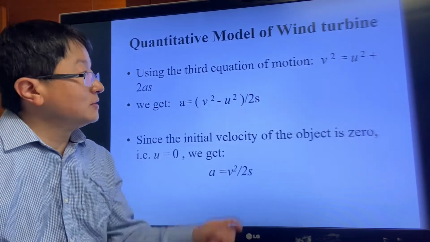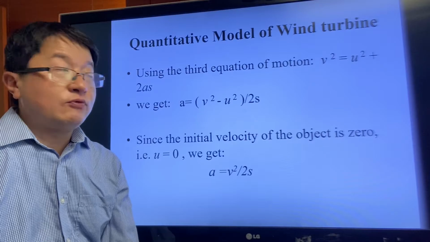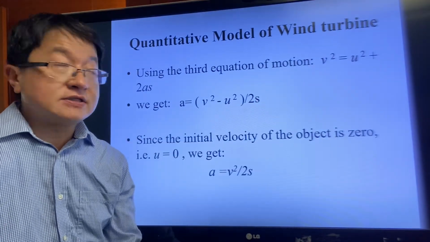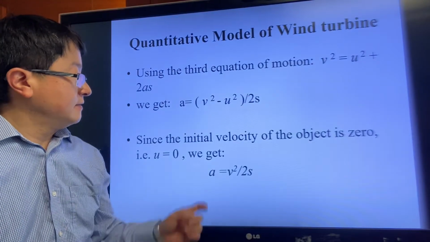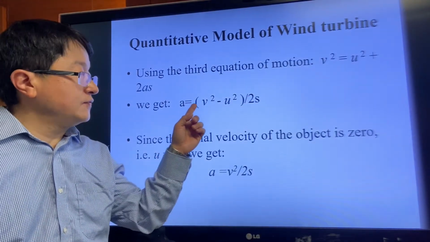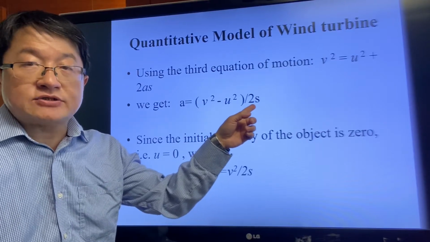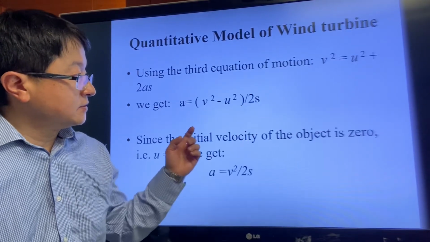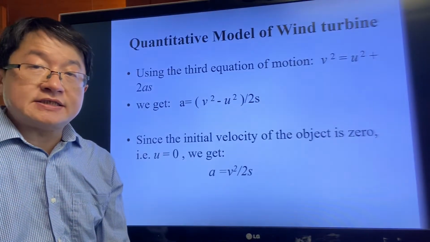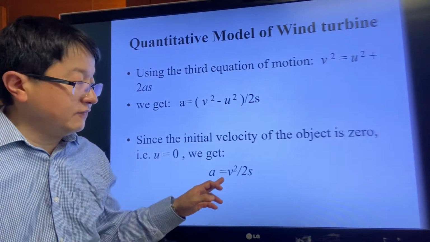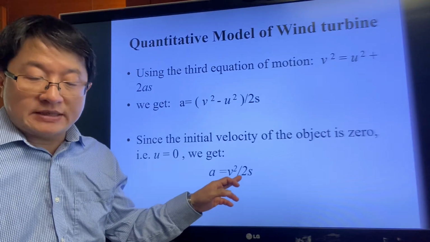According to the equations of motion, when we have an initial velocity of u and the final velocity is v, then acceleration is equal to (v squared minus u squared) divided by 2s. s means the distance they travel. So if the initial velocity u is 0, then acceleration is equal to the final velocity squared divided by 2s.